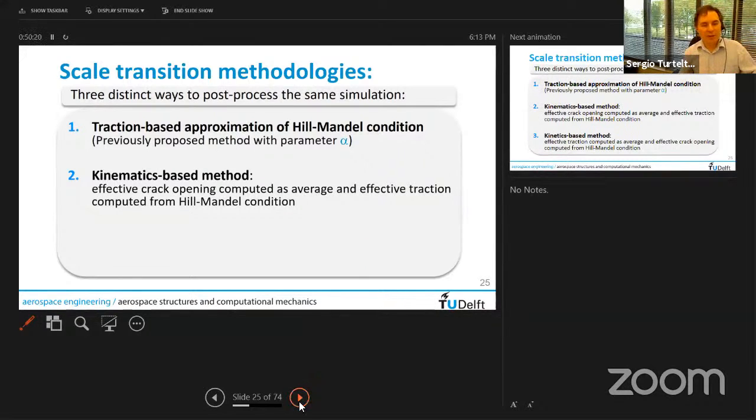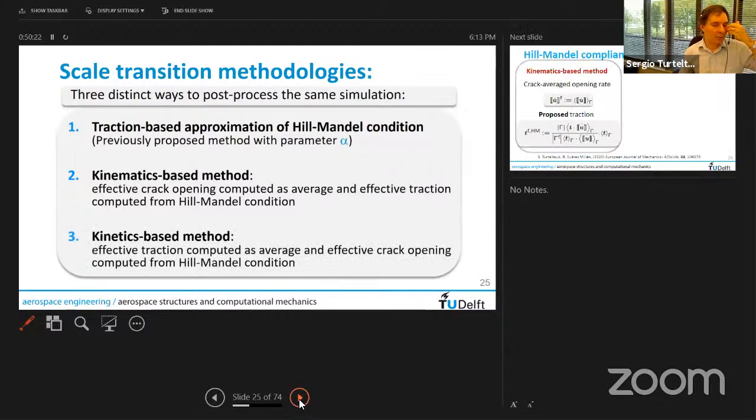So in fact, we use the Hillman condition to define the effective traction. And you could play this game in a different way. You could say, well, we could do it the other way around. So why don't we define the effective traction as an average? And now we give up on the crack opening. So we say the crack opening is no longer an average. It is whatever is required to satisfy the Hillman condition.